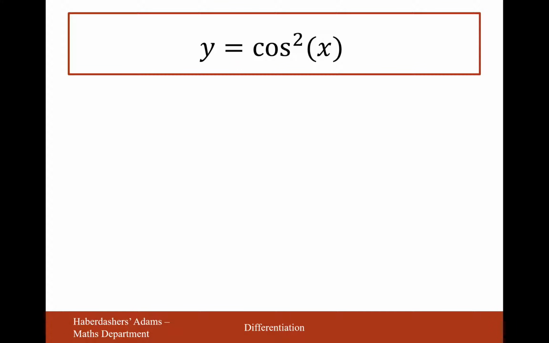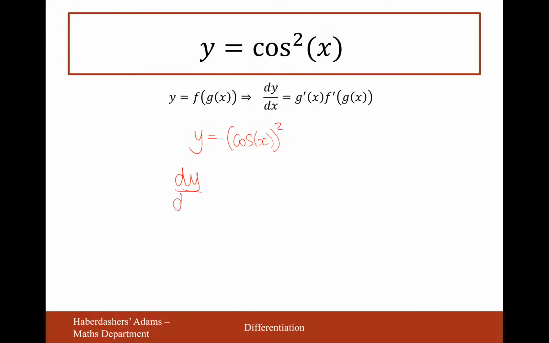Moving on to the next one, cos squared. You could do this in two different ways. You can think of it as cos times cos, product rule it, or we can do the rule that we used before, cos to the power of 2. So this is again going to be the chain rule. It's going to be looking like this, cos of x squared. So the inside function is cos x, the outside function is x squared.